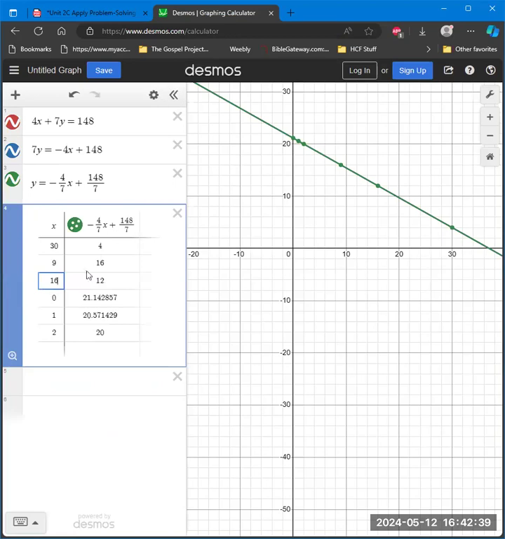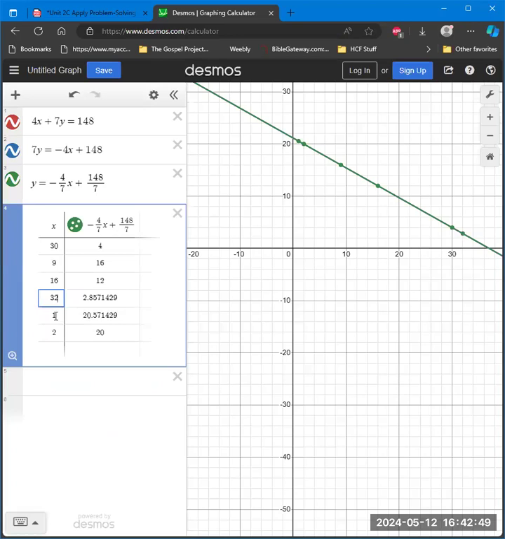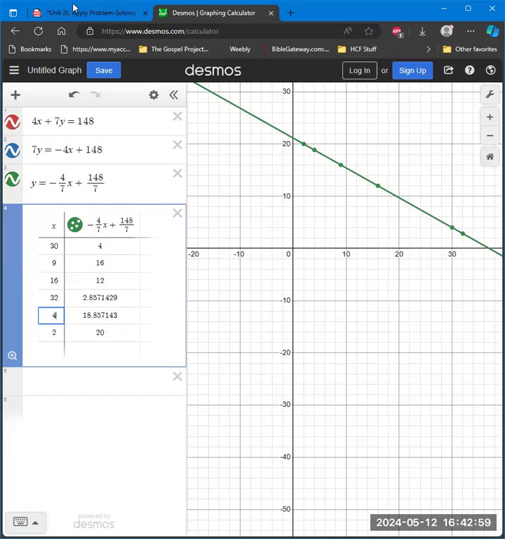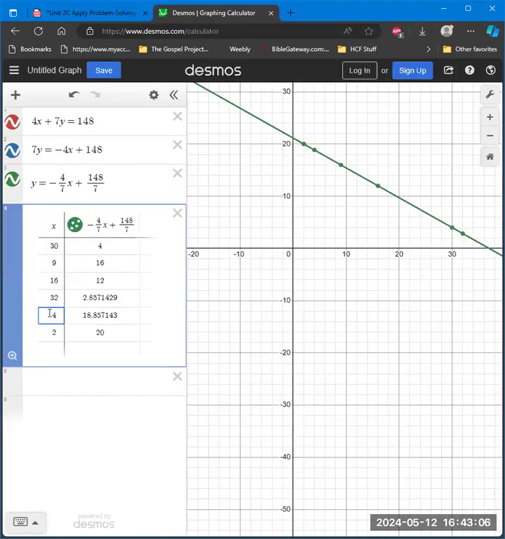32 doesn't come out evenly, so that's not good. 4 and 19, I'm looking for next. Nope. No rounding. We're not allowed to round. 2 and 20, I think, is a solution. 2 and 20 is right there. Yes, it is. 0 and 21, I don't think so. Nope.